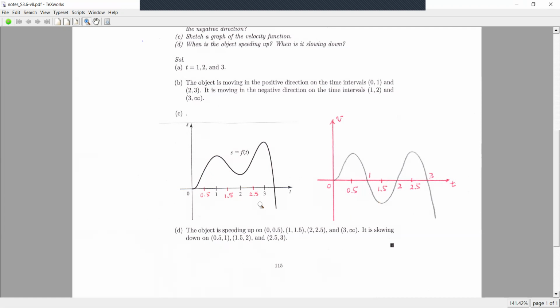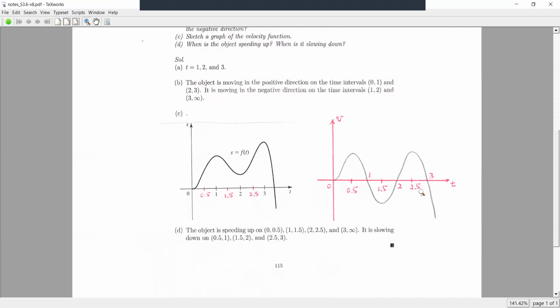The third piece is between 2 and 3. At 2 and at 3, tangent lines are horizontal. So slopes there are zeros. Between 2 and 3, the slope of the tangent line everywhere is positive. So the graph of slope is this curve. And suppose the largest slope appears when time is 2.5.